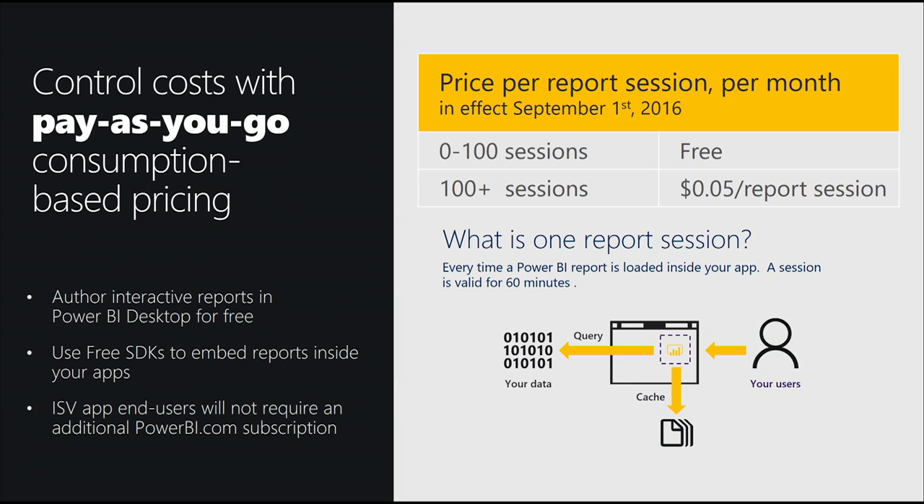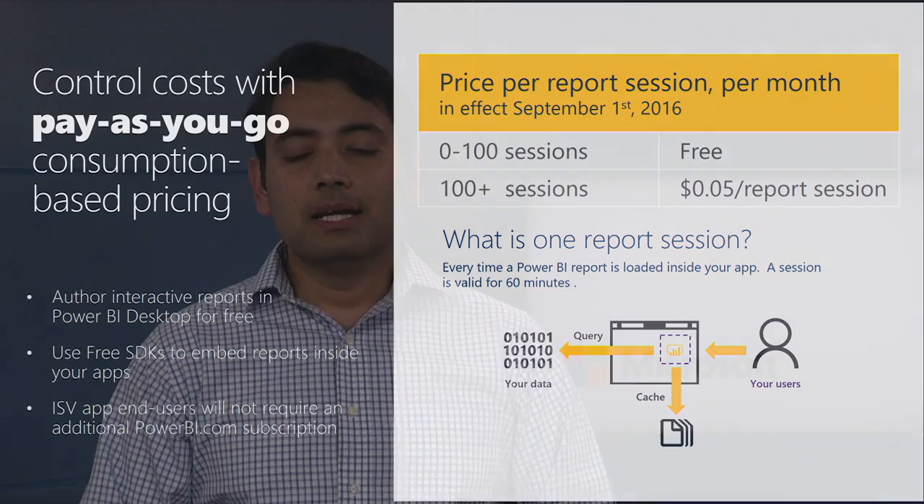Now, the end user of your application can actually slice and dice the data. They can cross-highlight, cross-filter. All those are not counted as separate report sessions. A report session is valid for 60 minutes, and then the end user can have unlimited number of interactions with the report. Your report can have unlimited number of visuals and number of pages, and all those are counted towards a single report session.